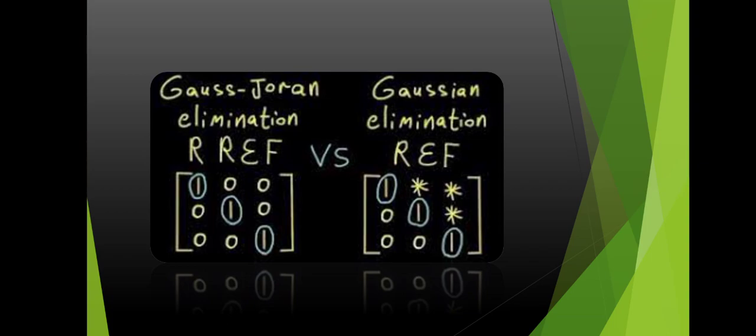Hence, here we can see Gauss-Jordan elimination and Gaussian elimination are the methods that are used to find the inverse of the given matrix. And at last, we end the session.